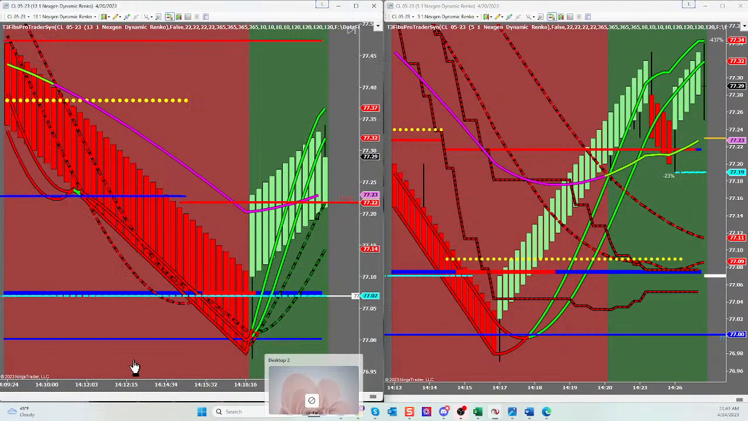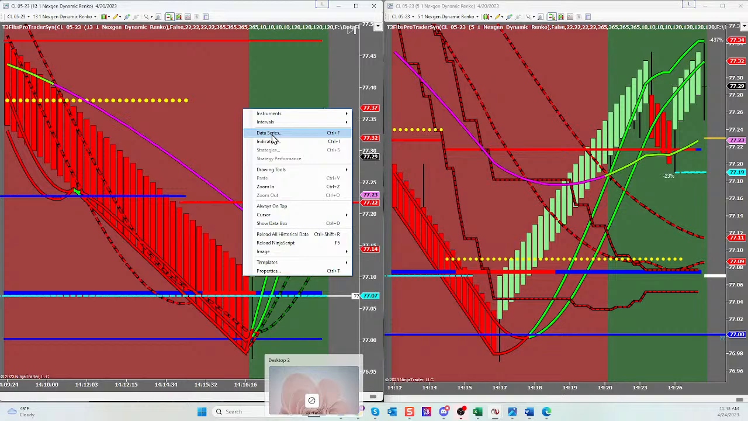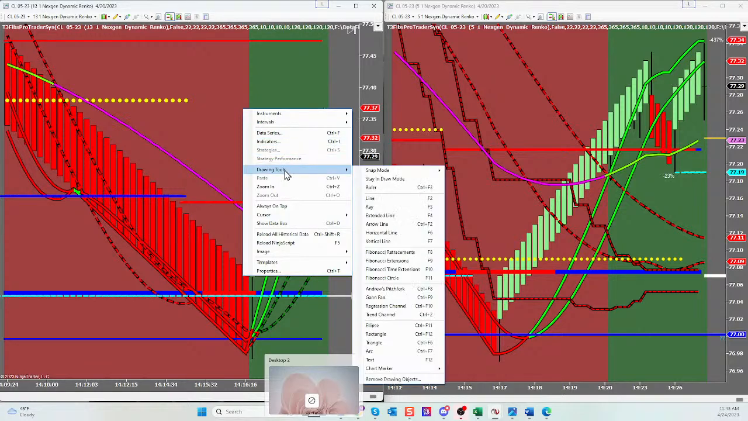My crude chart has 100% stopped right there. I don't know what crude is doing.